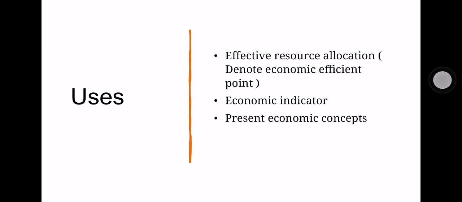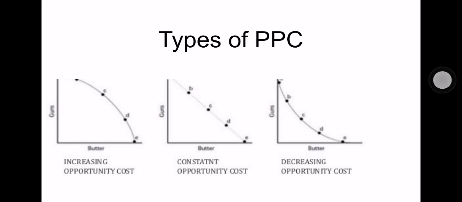Anyway, first point, effective resource allocation. That means the PPC denotes the economic efficient point. We'll be learning how to find the economic efficient point later, but you have to remember the PPC helps us denote the economically efficient point. And then PPC is also an economic indicator used by economists. So these 3 uses make us want to study this PPC.